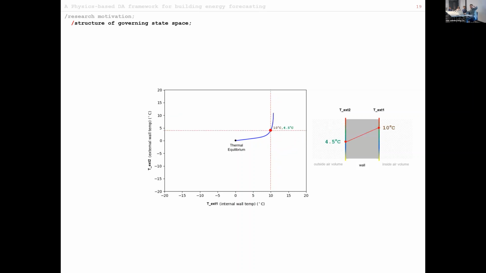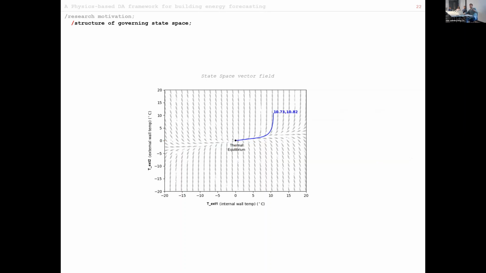And if you notice, at first the outside drops quicker, of course, than the inside because of conduction, and that would result in that shape of trajectory. And then, of course, towards the end, towards steady state conditions, even the way the inside temperature drops rapidly is reflected in the geometry of the trajectory. Now, this trajectory is governed by an underlying field, a vector field. And that vector field is governed by the eigenvectors and eigenvalues of the A matrix.